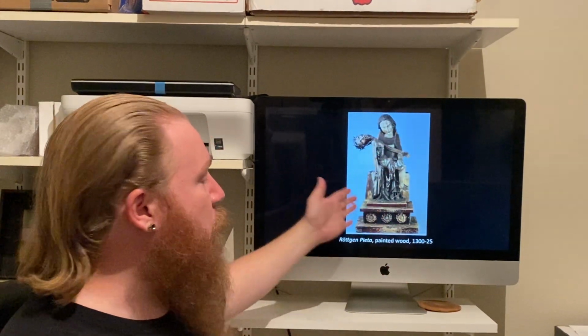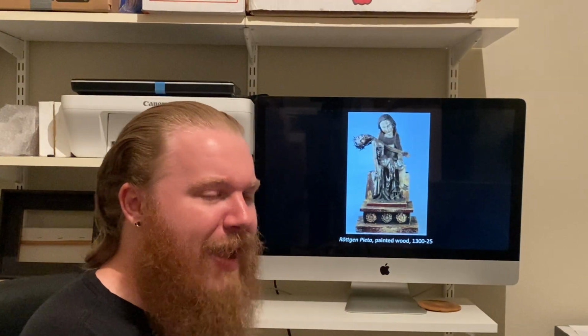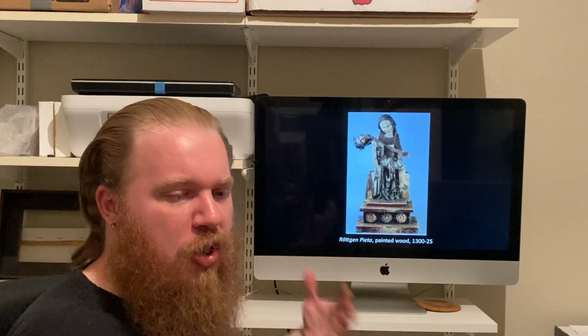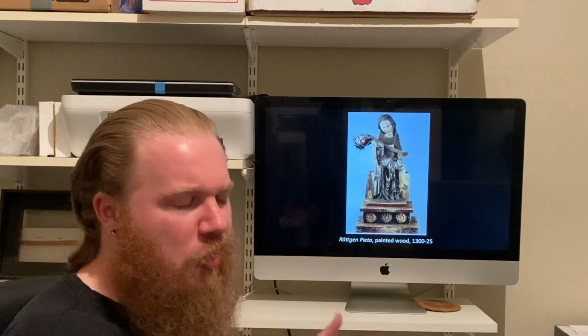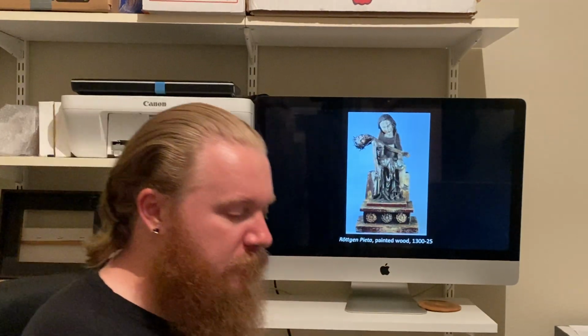Although once again, this is a wooden sculpture, much smaller, so it takes on a different format than our much larger, two life size or larger marble sculpture that we just saw.